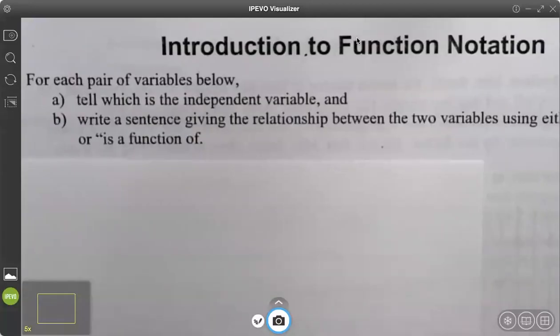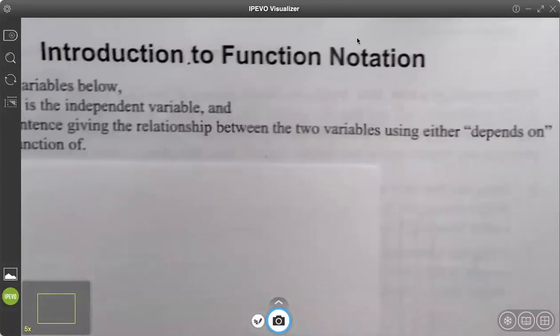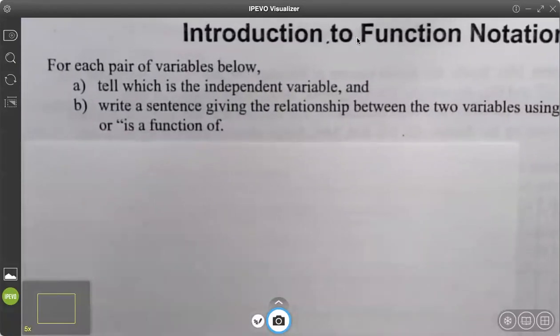This video is on function notation and relations. When we're doing function notation, we're going to tell which is the independent variable and which is dependent. Also, we'll be able to write a sentence given the relationship between the two variables using either "depends on" or "is a function of," and we'll be able to write it in function notation.